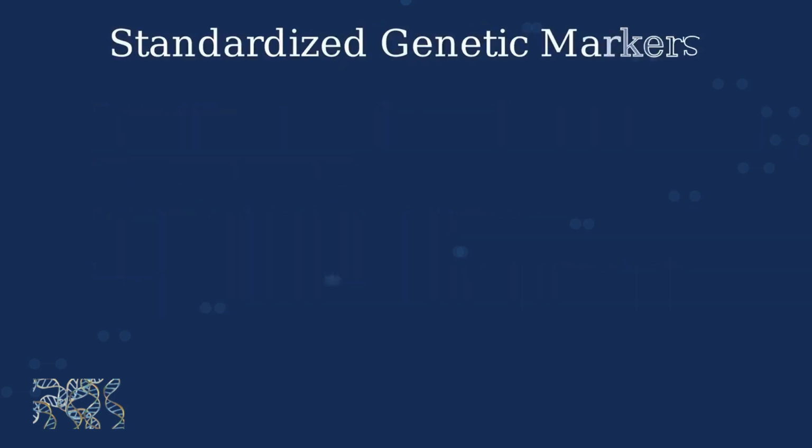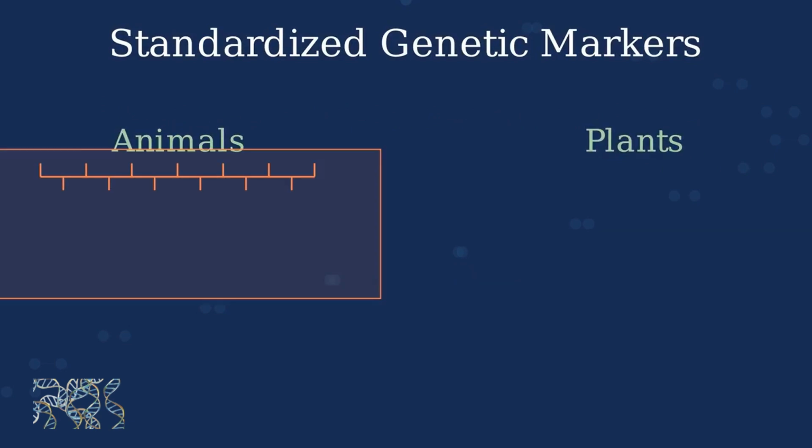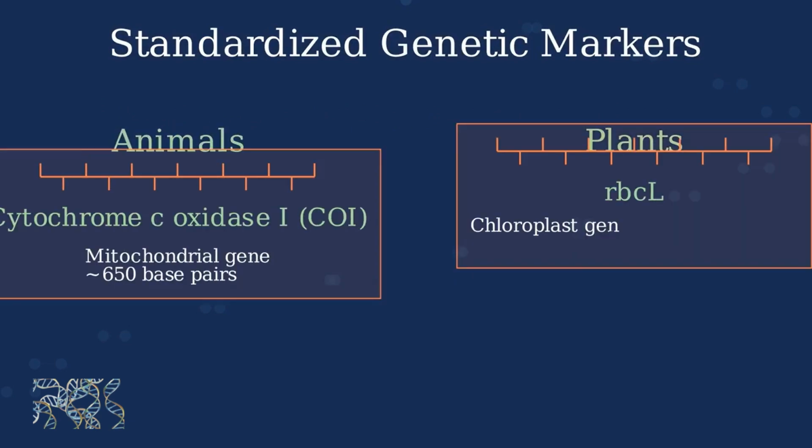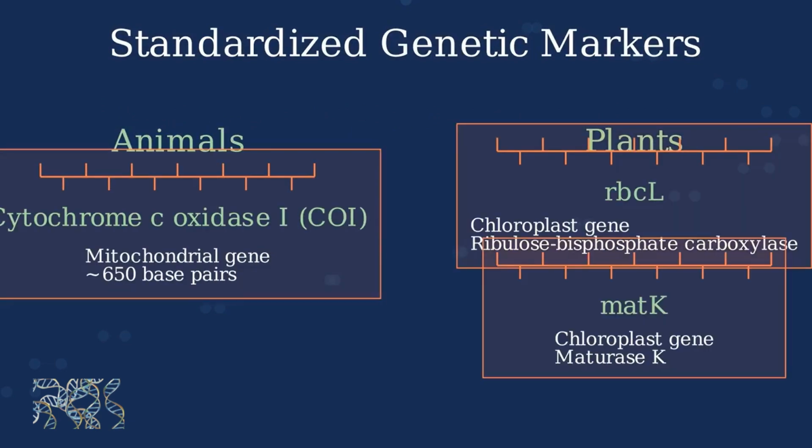DNA barcoding uses standardized genetic regions that are specific enough to be unique to a species, but conserved enough to be easily identified. For animals, scientists typically use the mitochondrial gene cytochrome C oxidase 1, or COI. Plant barcoding often relies on regions like RBCL and MATK from the chloroplast genome.